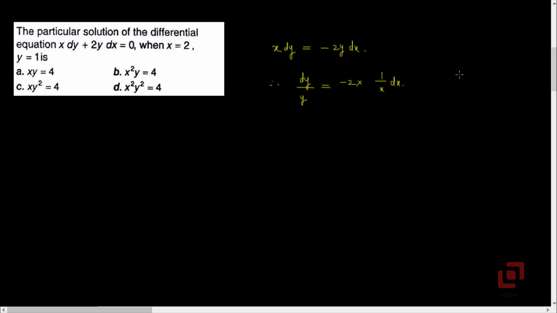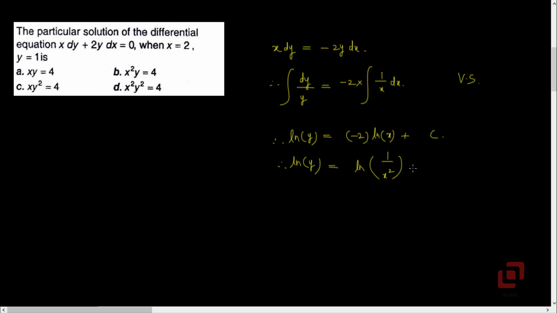This differential equation is in the variables separable form, so we can integrate both the sides, which gives us log of y as minus 2 into log of x plus arbitrary constant c. Therefore, log of y will be log of 1 upon x squared plus log of some constant c dash, as c is the arbitrary constant. Therefore, y can be considered as c dash divided by x squared. This function here is the general solution of the given differential equation.